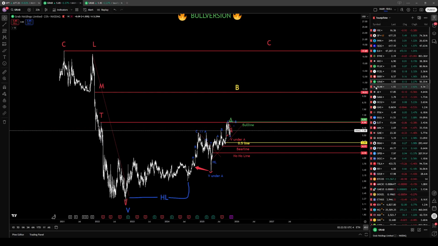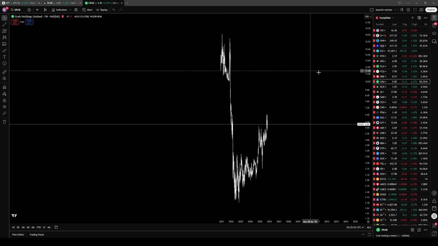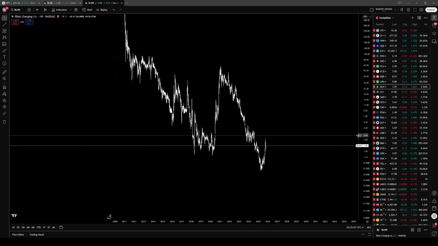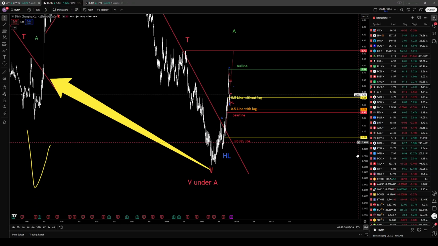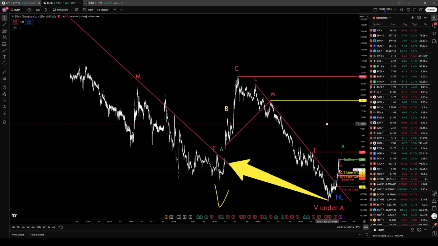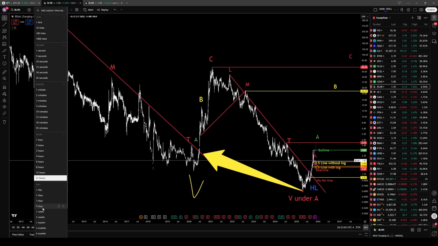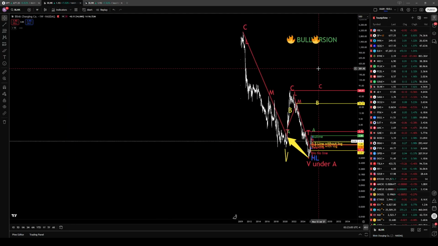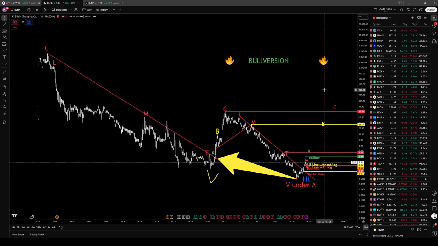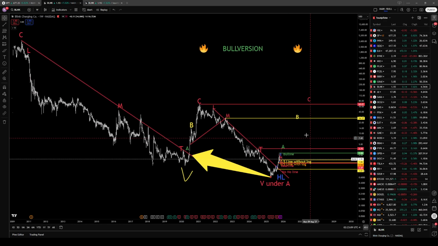Okay, next one is BLNK. And for BLNK, I also have no alternative chart right now. For the complete overview, here is your bullish chart.